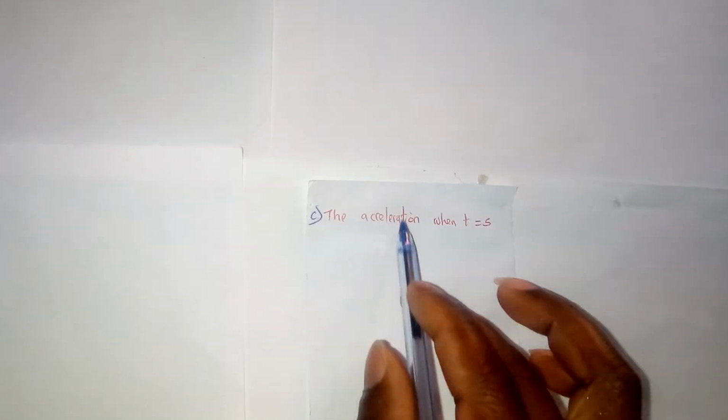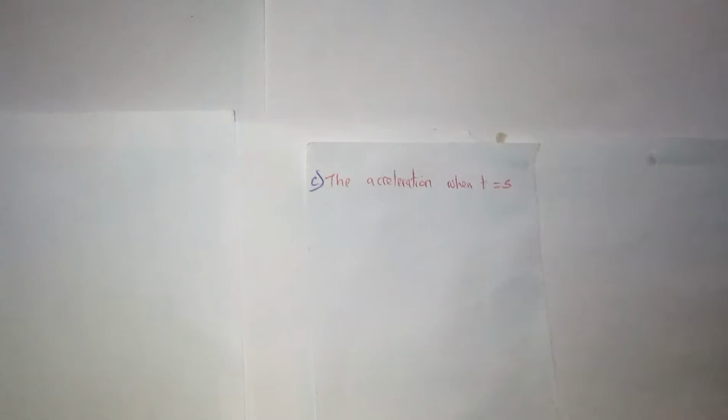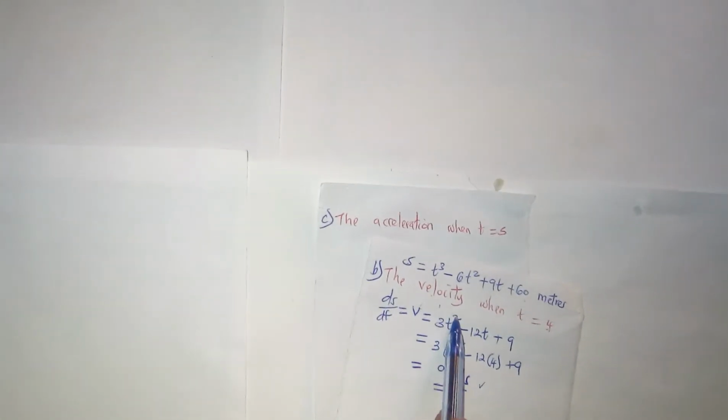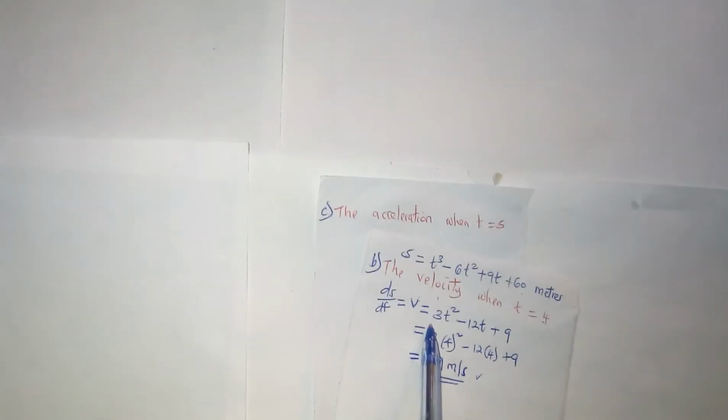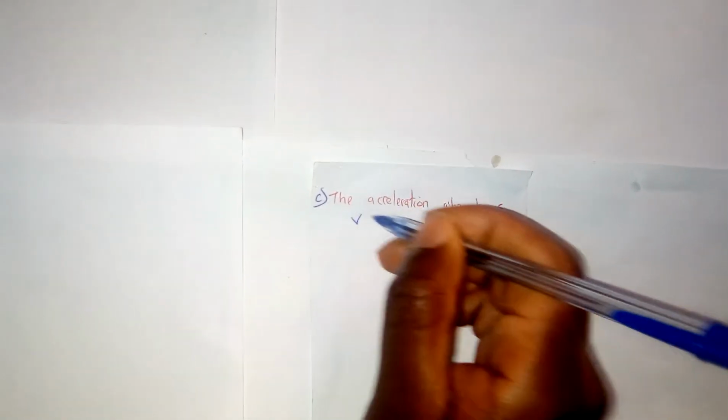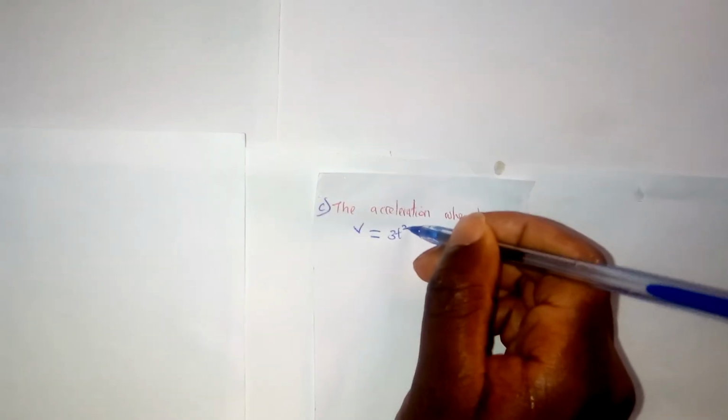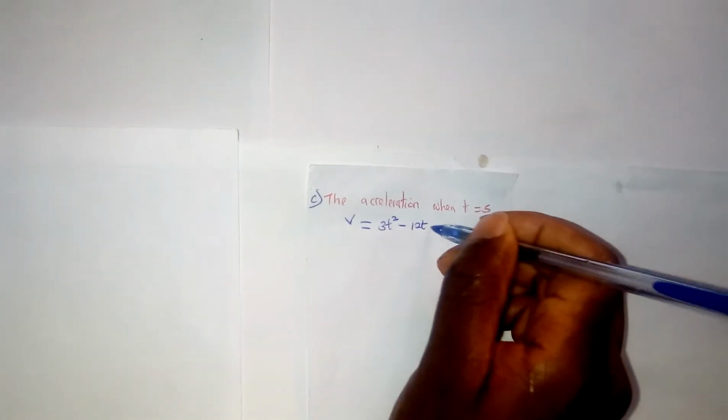Because I've told you that I'm giving you the complete question under calculus, question 3: assume we've been asked for the acceleration when t is 5. Since we've been given the velocity equation, velocity equals 3t squared minus 12t plus 9, I'll just differentiate this to get acceleration.